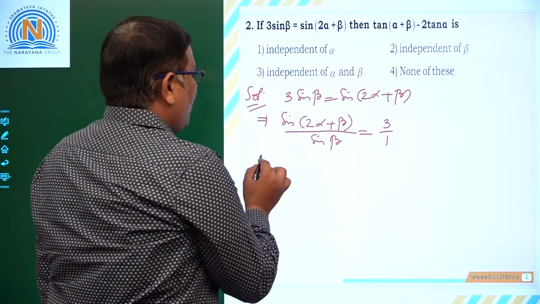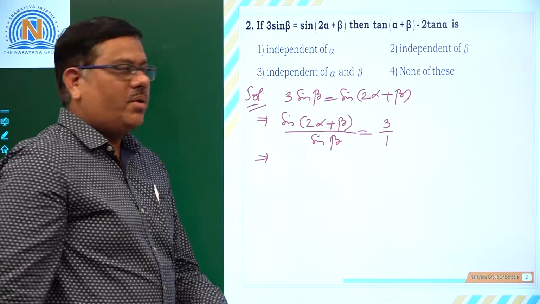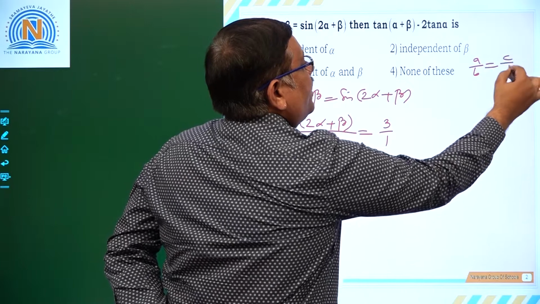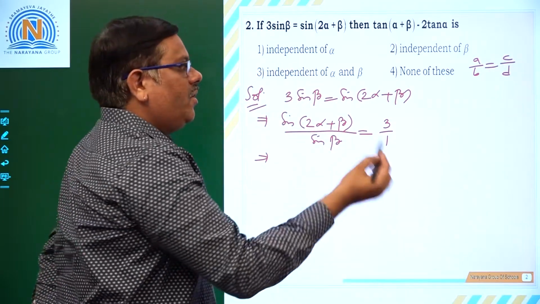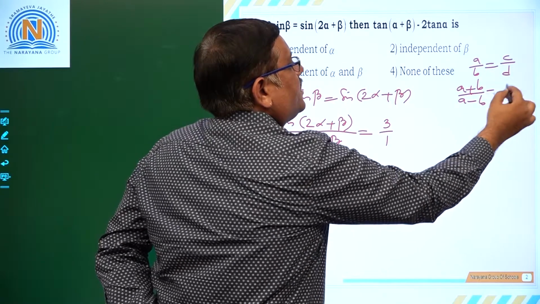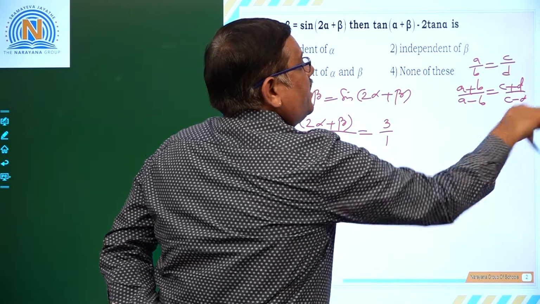Now let us apply componendo and dividendo. What is componendo and dividendo? Suppose you have a by b equal to c by d, then the componendo dividendo property is given by (a plus b) by (a minus b) equal to (c plus d) by (c minus d).